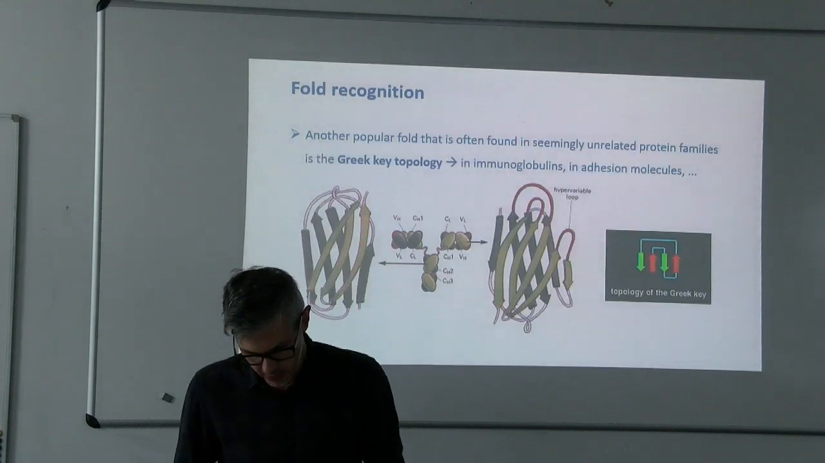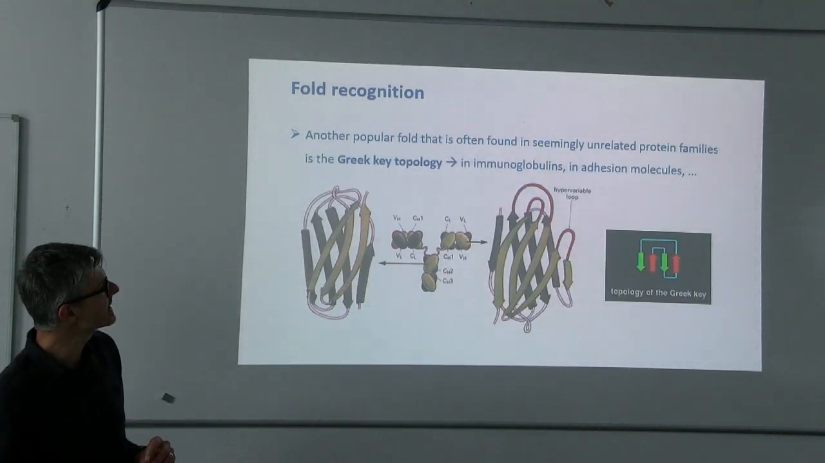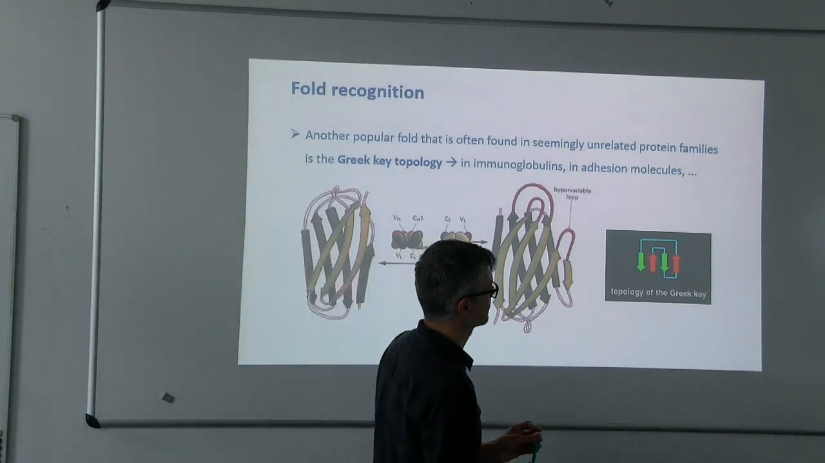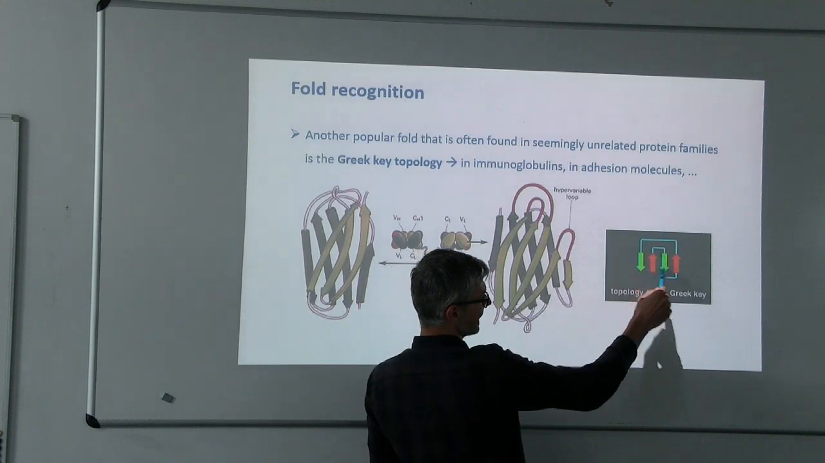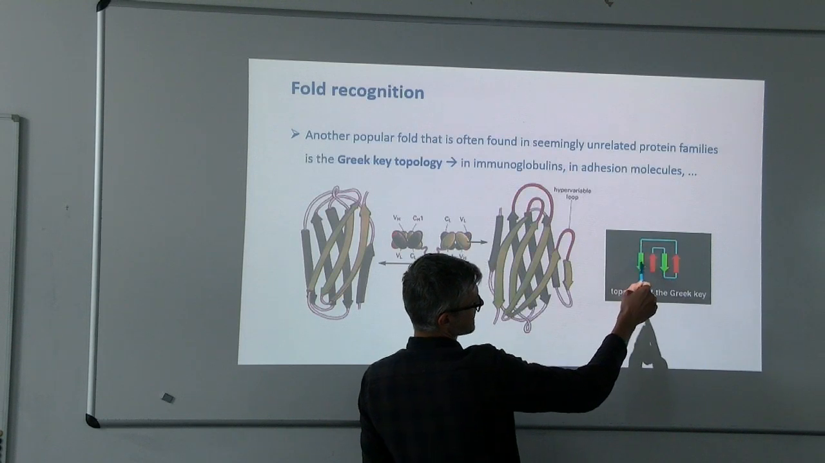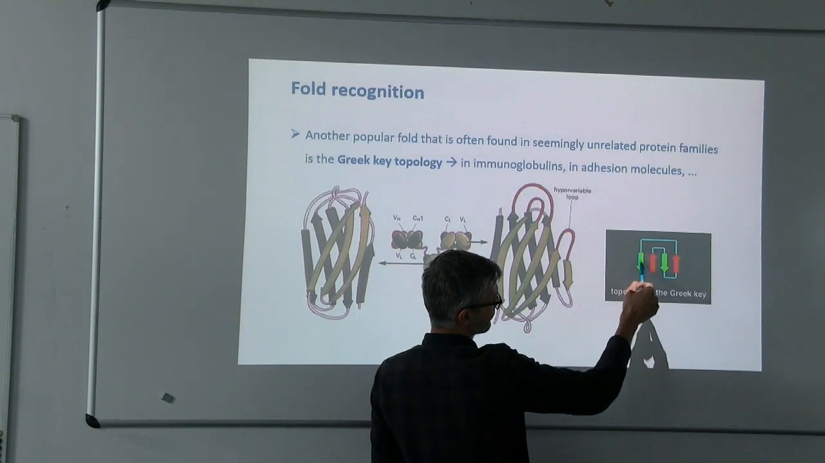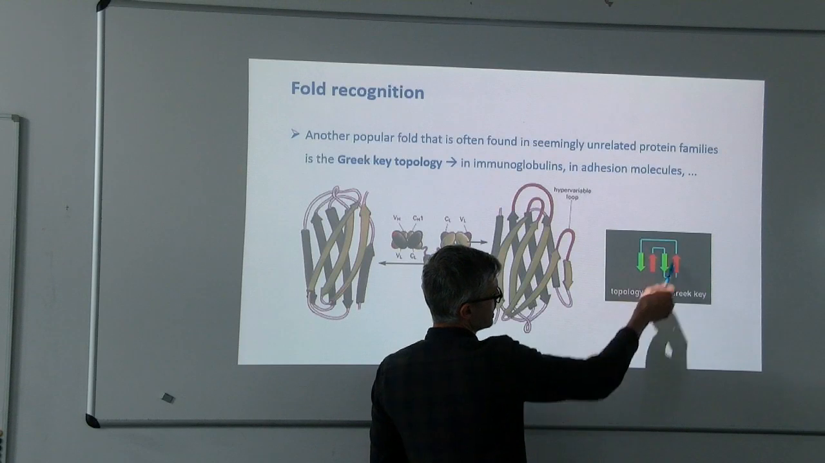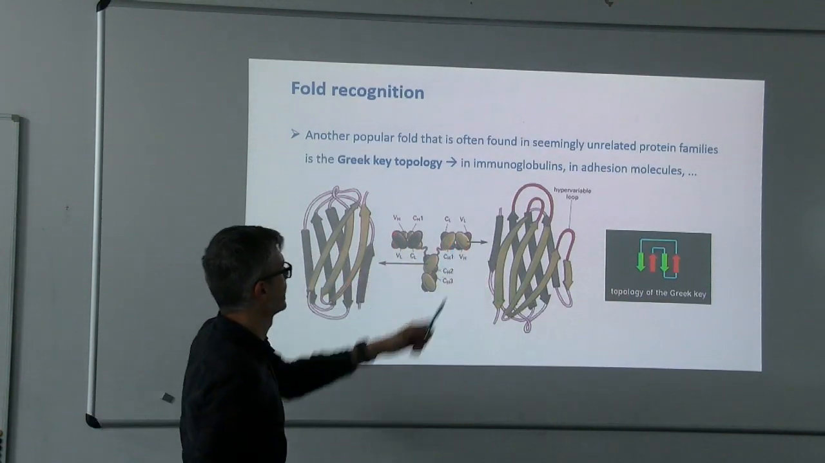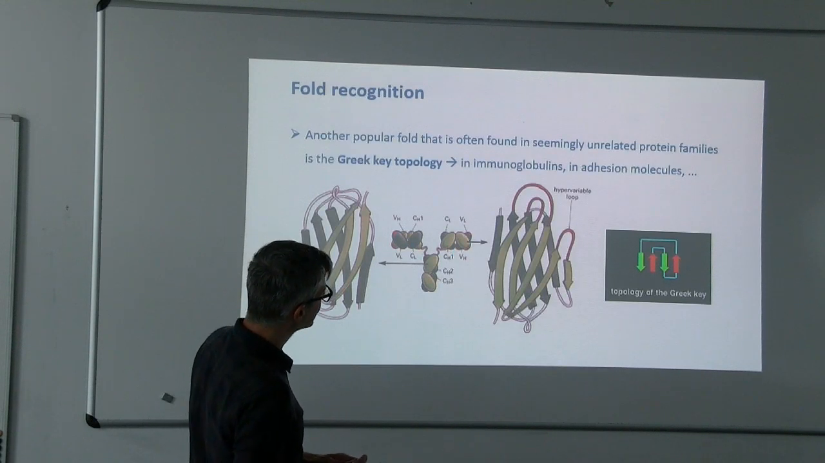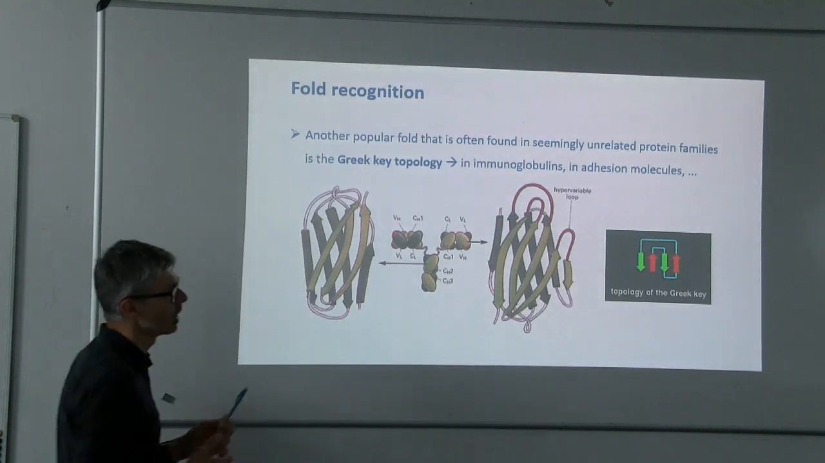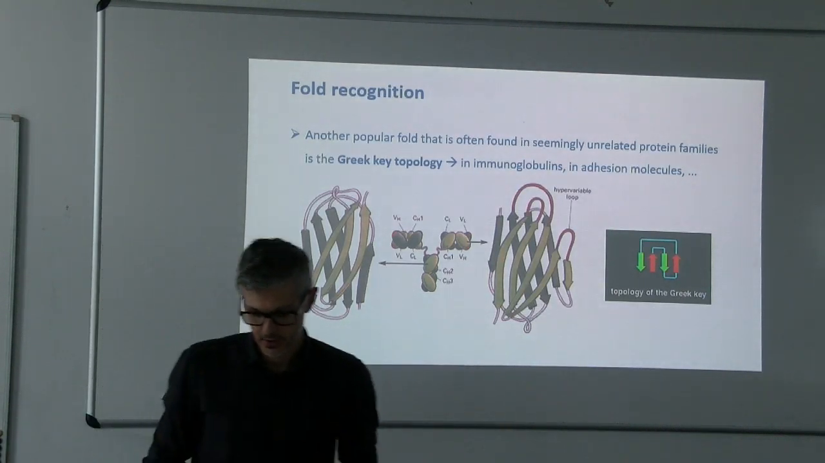And this is one such fold, the Greek key topology, if you remember it from the protein chapter in the beginning. You have 3 strands next to each other, and then the fourth strand is next to the first one, which is typical of Greek key topology. You see that here in an antibody, so you have it in immunoglobulins, but adhesion molecules, for example, also have this fold.